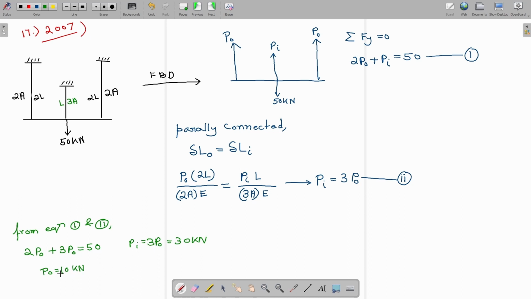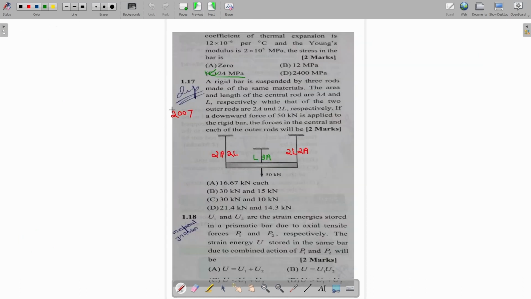Therefore, the load on the outer bar is 10 kilonewton and the load at the inner bar or the central rod is 30 kilonewton. Therefore, our option is 30 and 10, option number C. Central is 30 and the outer rod is 10. Okay, this is the answer.